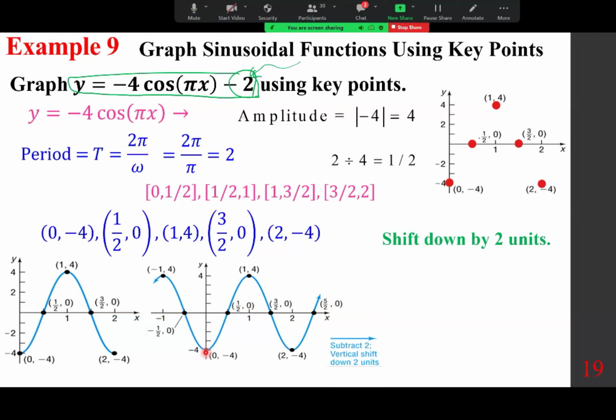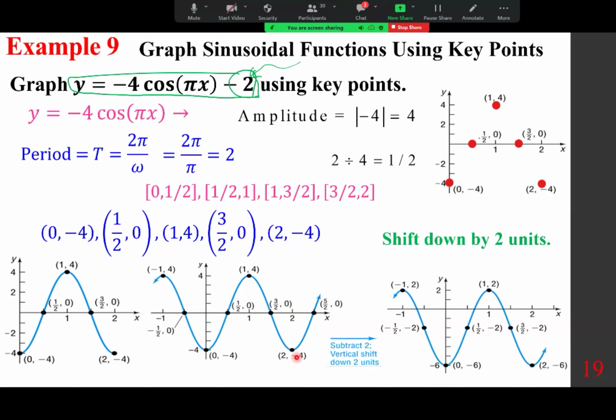So for example, this point (0, -4) becomes (0, -6). (1/2, 0) becomes (1/2, -2). (1, 4) becomes (1, 2). (3/2, 0) becomes (3/2, -2). (2, -4) becomes (2, -6). So bring it down by how many units? By 2 units.